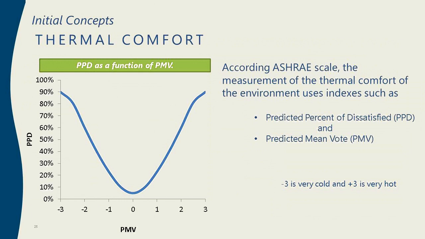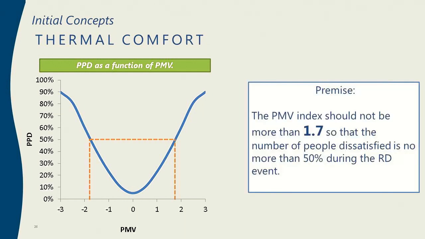PPD is an index that, related to PMV, indicates the percentage of people thermally dissatisfied with the environment, varying the classification between very hot and very cold. That figure shows the variation curve of the PPD index as a function of the PMV. Thus, the premise is that the PMV index should not be more than 1.7 so that the number of people dissatisfied is no more than 50% during the DR event.